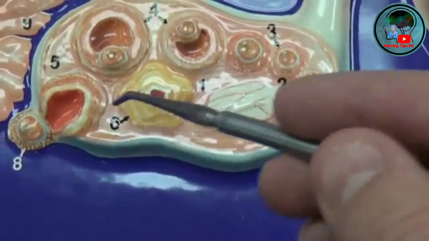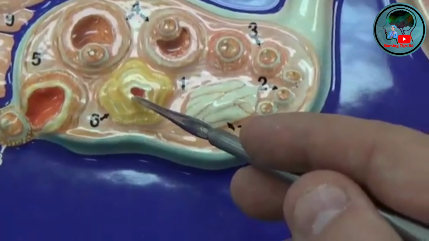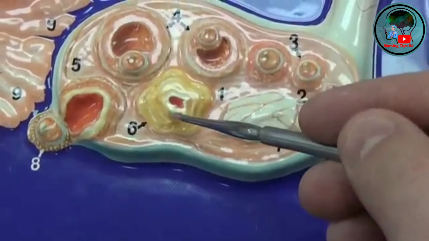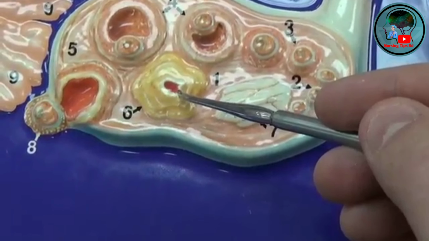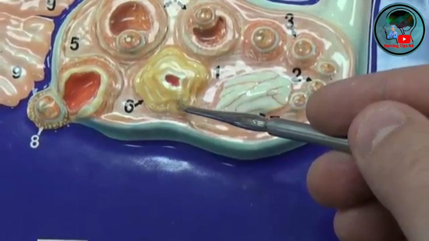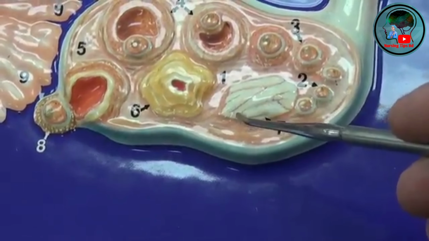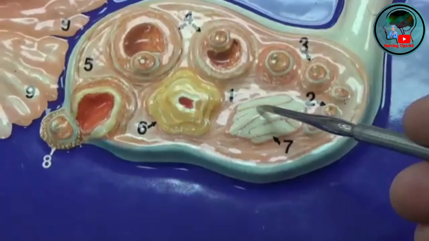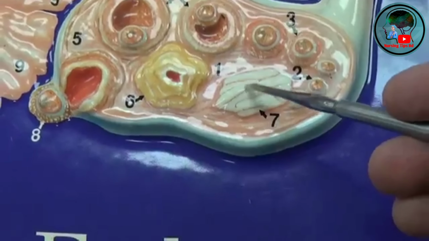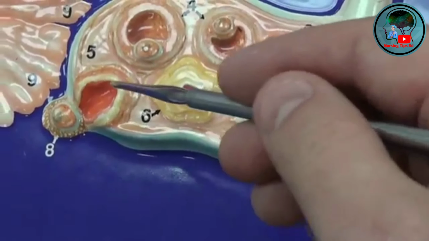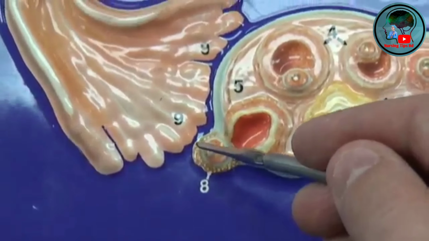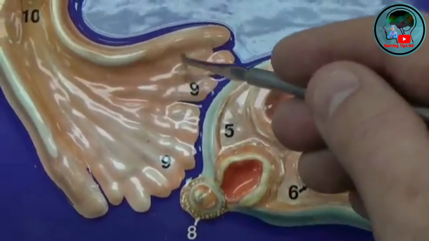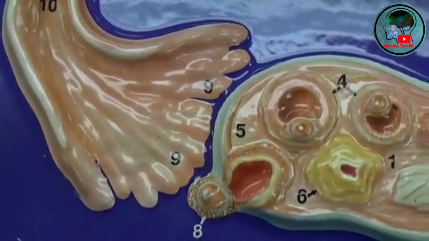The remaining part here becomes our corpus luteum, then finally the corpus albicans immediately after that. Okay, so that egg then goes on to be collected by the fimbriae.